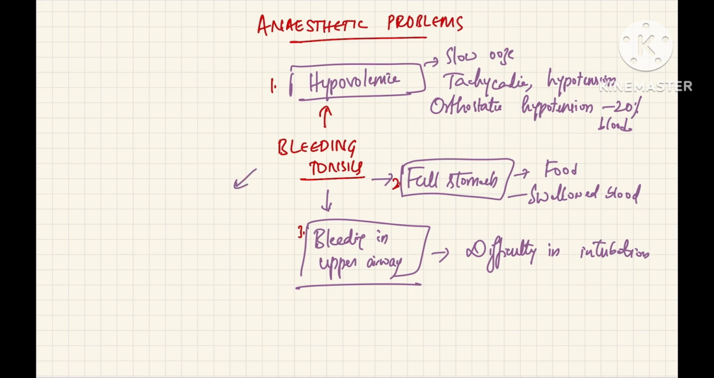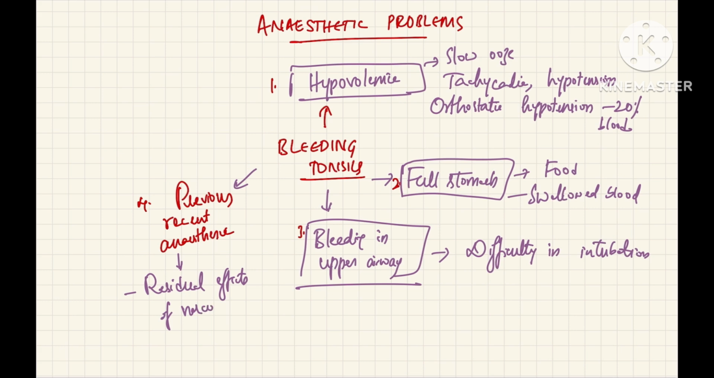The next problem which we face is previous recent anesthesia. What happens in this is there will be residual effects of narcotics and subglottic edema. The last and the main problem is shared airway with the surgeon. These are the few anesthetic problems which we face while dealing with a patient of bleeding tonsil.